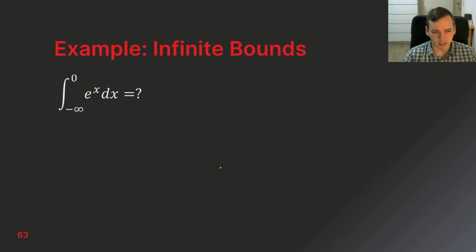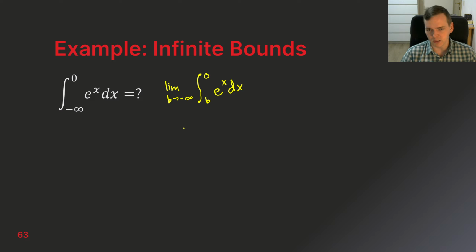With infinite bounds, the integral from negative infinity to 0 of e to the x dx. We can't deal with negative infinity. It's not allowed because it's not a defined value. But what is allowed is to say limit as b approaches negative infinity of the integral from b to 0 of e to the x dx. Now we're integrating from b to 0, and b is a defined value. When we finish the whole problem, we'll take the limit as b approaches negative infinity to figure out what actually happens as this function approaches negative infinity.